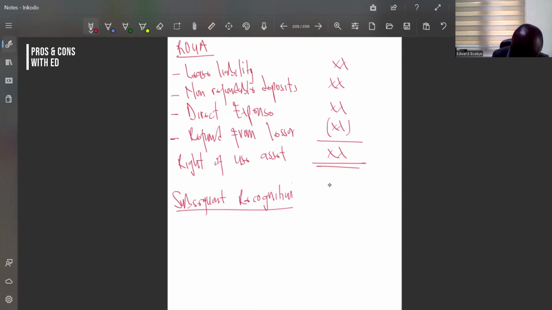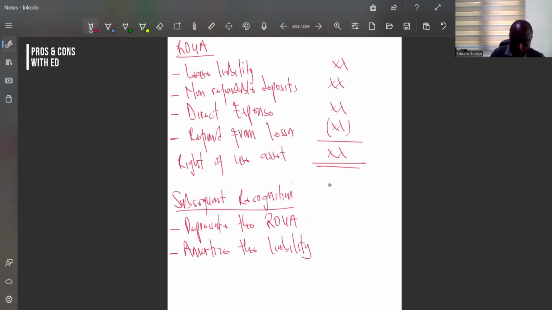Because what we've just done is just the initial recognition. So the subsequent recognition is that this is an asset, so you have to depreciate the right of use asset. And we say you amortize the liability. We will come to amortization later. Amortizing a liability, we'll come to it later.